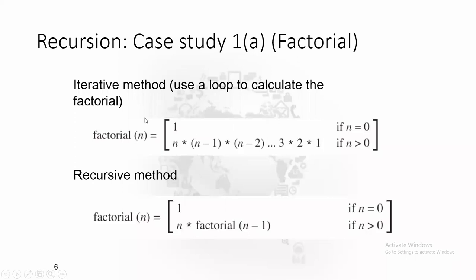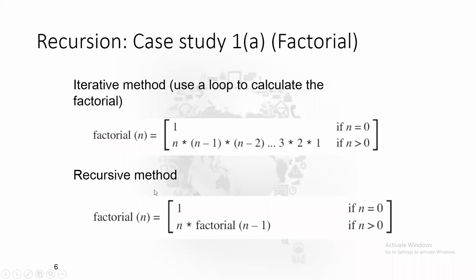When we look at the iterative method, it would be 1 if n is equal to 0. This will be the base case, because when you iterate, n will reach 0, then you assign it to be 1. But when n is greater than 0, what you need to do is multiply n with n minus 1, multiply with n minus 2, and so on until 3 multiplies 2 and multiplies 1.